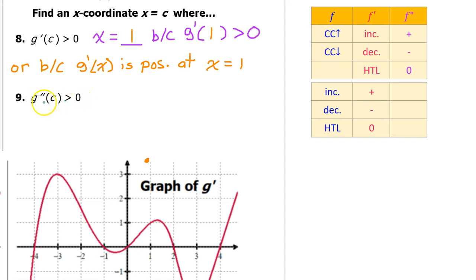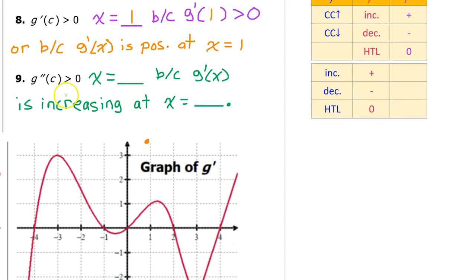In other words, where g double prime is positive. Linking this back to g prime, we know that g double prime will be positive when g prime is increasing. Our answer will have the form x equals blank because g prime of x is increasing at x equals blank. We just need to pick a value of x where g prime is increasing. Good values to use would be x equals -4, 1, or positive 4. I'm going to pick x equals -4. So x equals -4 because g prime of x is increasing at x equals -4.